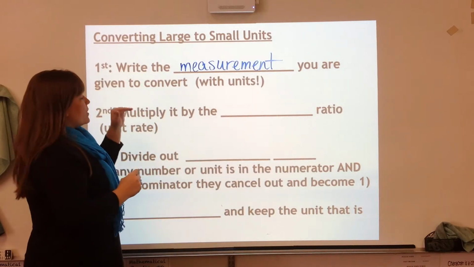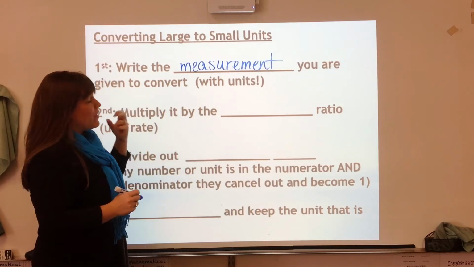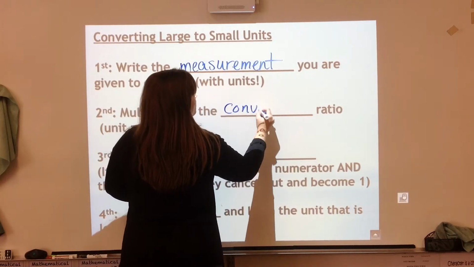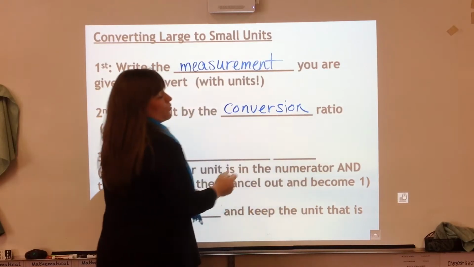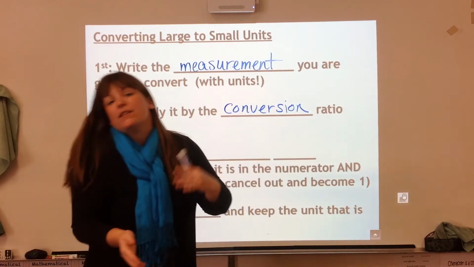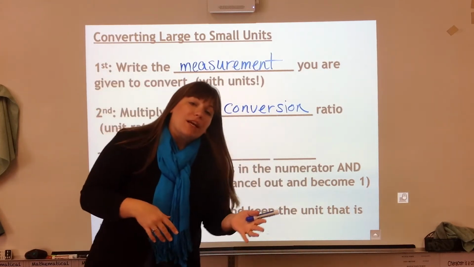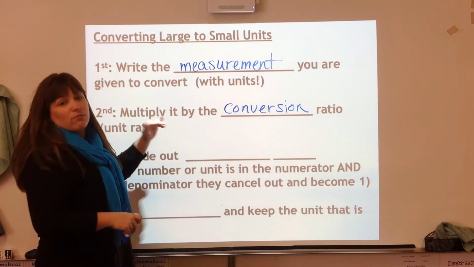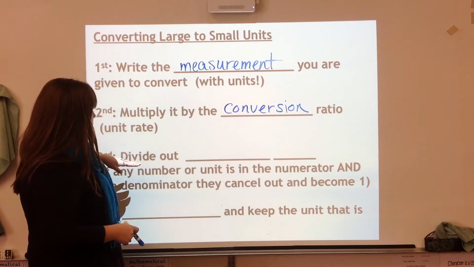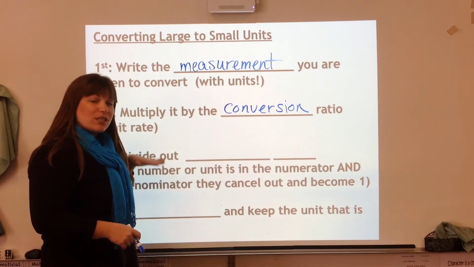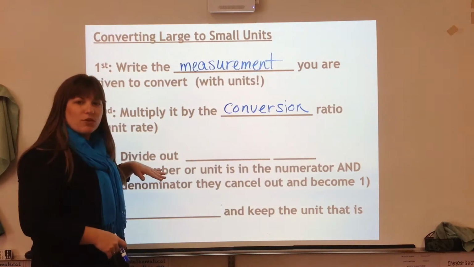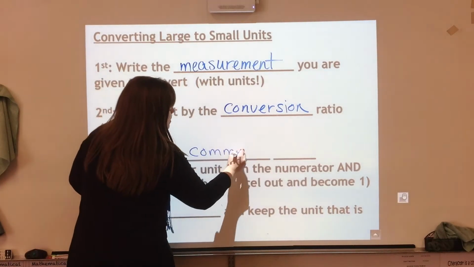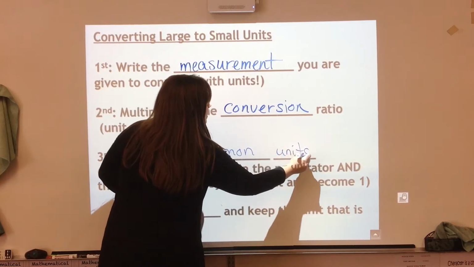The second thing we're going to do is multiply what we have, that measurement we're given, by the conversion ratio. And that's where our reference sheet comes in. You're going to have the conversion, how many feet in a mile, how many inches in a foot. Those conversions we can write as a ratio. And we're going to multiply the 2 together. The dimensional analysis, having those units written in, allows us to do this cool thing that's called divide out the common units. And you're going to see what that looks like when we do an example.